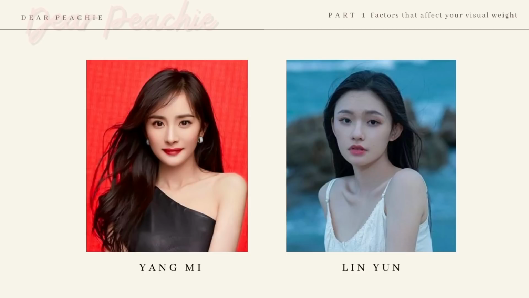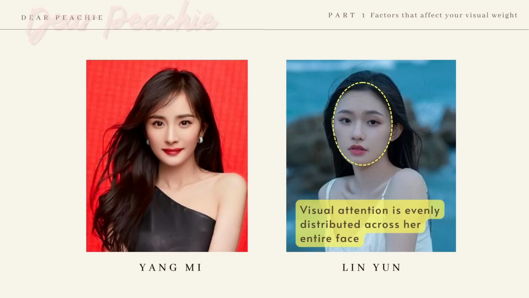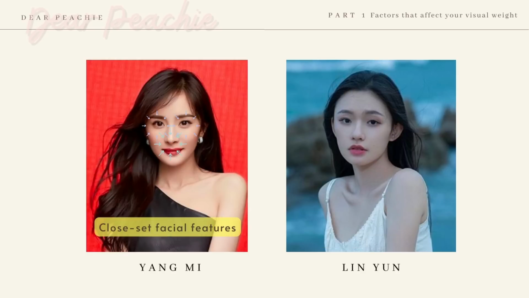Between these two people here, Young Mi and Ling Yuan, who do you think has a stronger visual weight? The answer is Young Mi. When looking at Ling Yuan, our visual attention is evenly distributed across her entire face. In contrast, when we look at Young Mi, who has close-set facial features, we tend to pay attention first to the eyes, nose, and lips, which are located at the center of our visual focus.